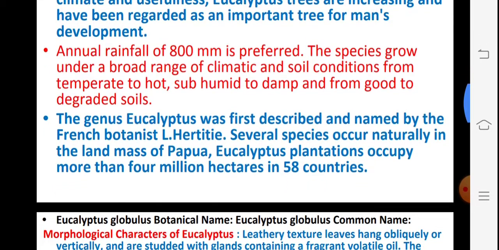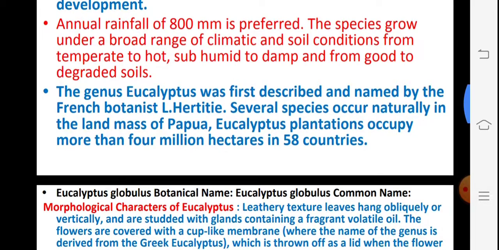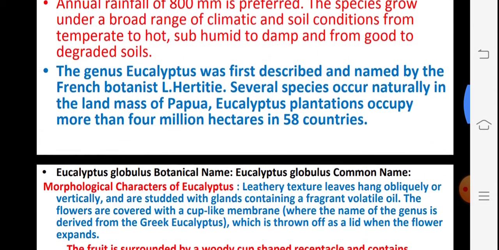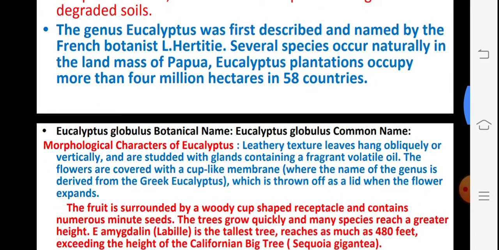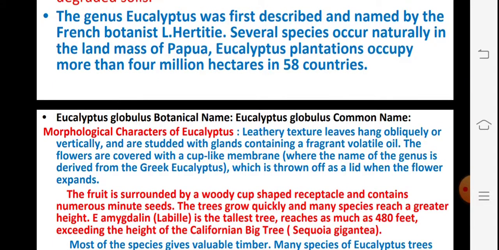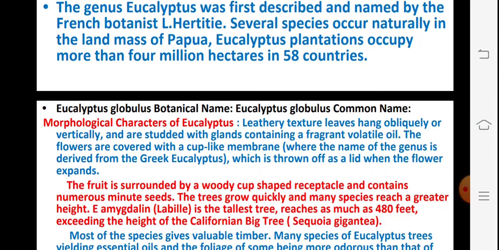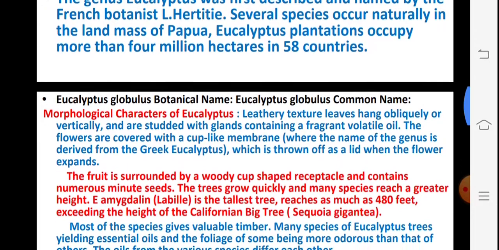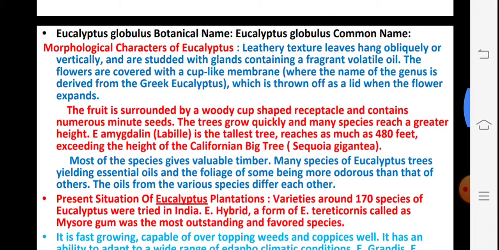It requires more water, with annual rainfall of 800 millimeter per year, and these different species grow very largely at different climatic conditions. They degrade the soil because they suck up more nutrients. The genus was first described and reported by the French botanist L'Héritier. Several species occur naturally in the land of Papua, and it has spread all over 58 countries.